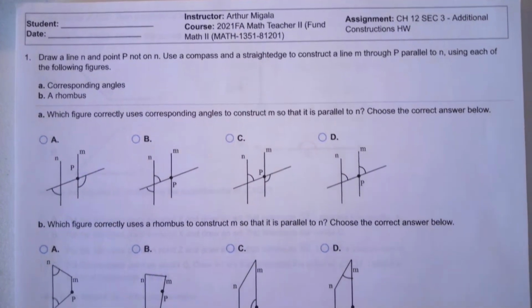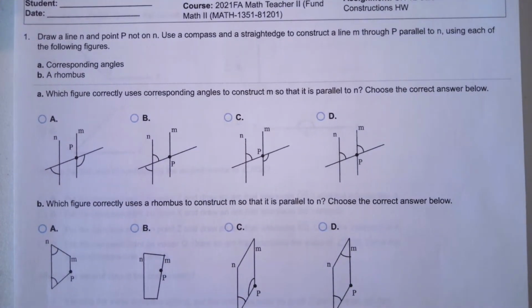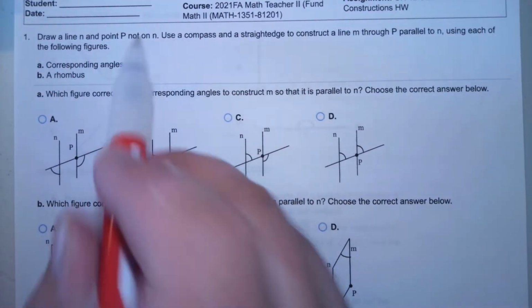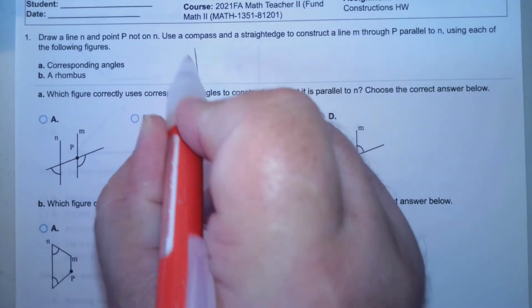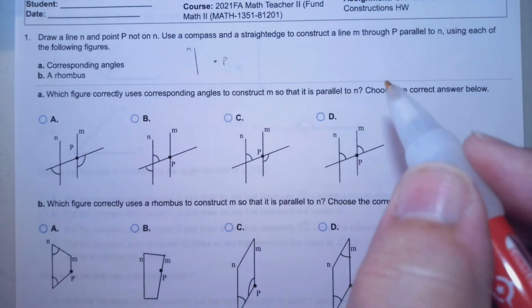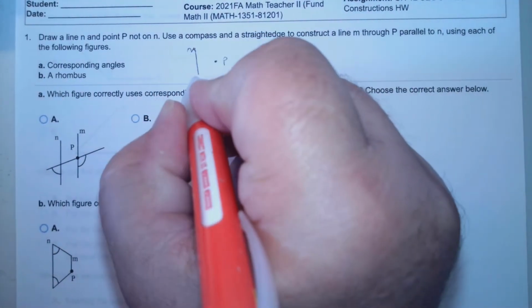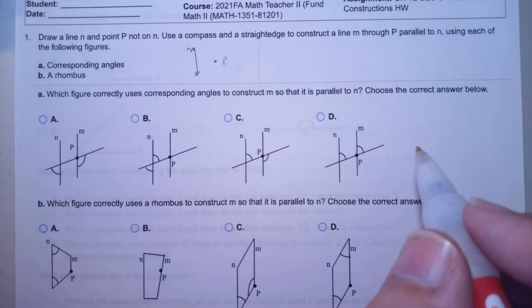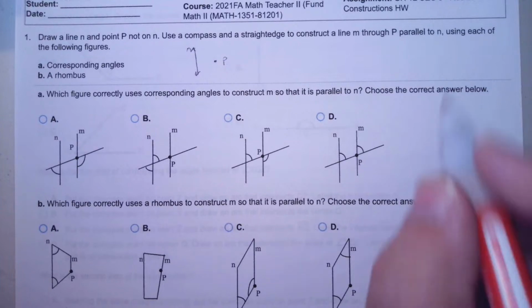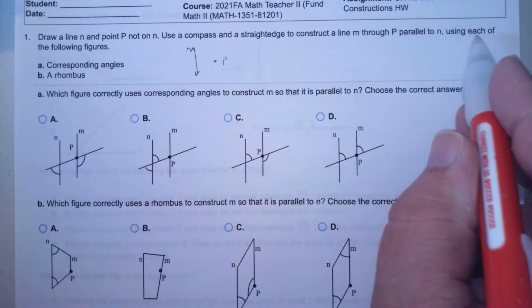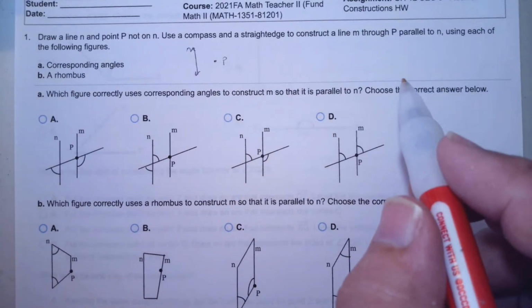Homework assignments. Answer to number 1. It says, draw a line N and point P not on N. So here's line N, and put a P out there. That's P. It's a line, so it goes on forever. Use a compass and a straightedge to construct a line M through P parallel to N, using each of the following figures.